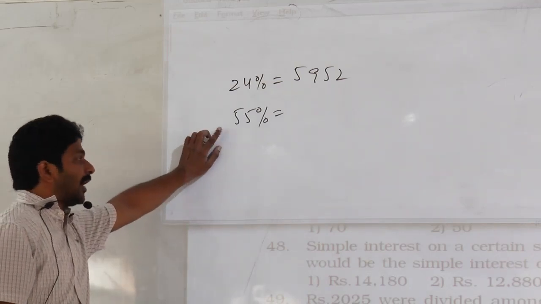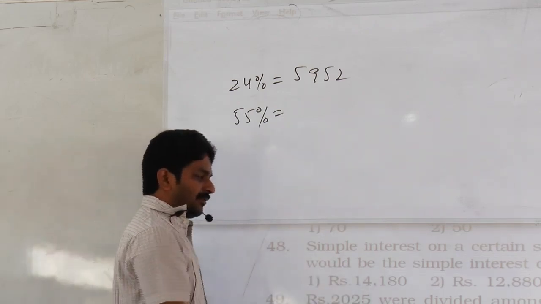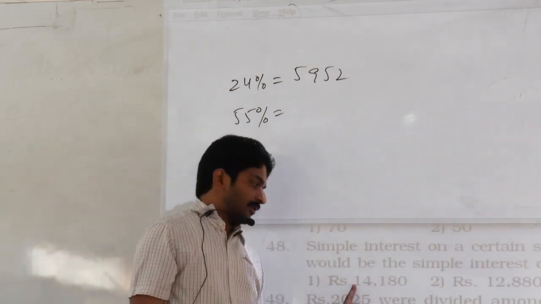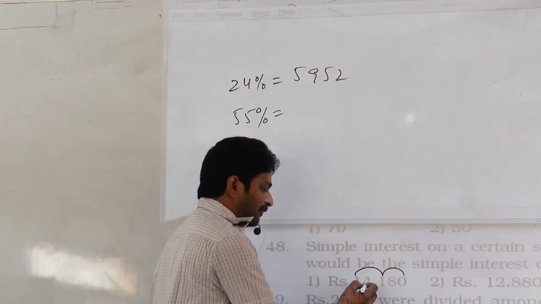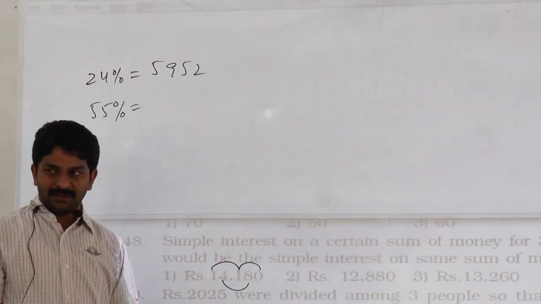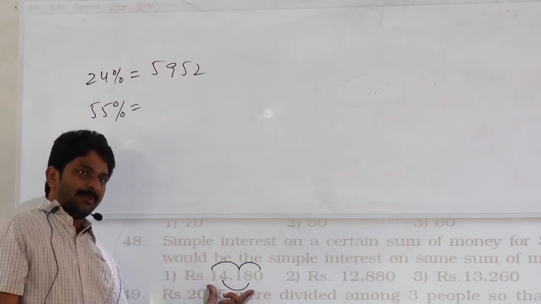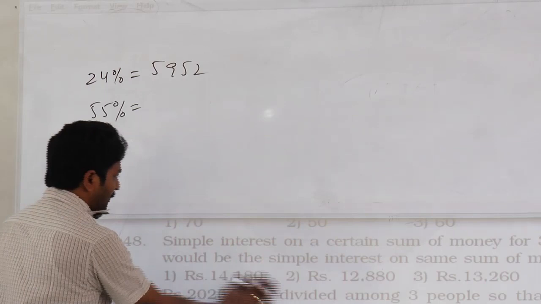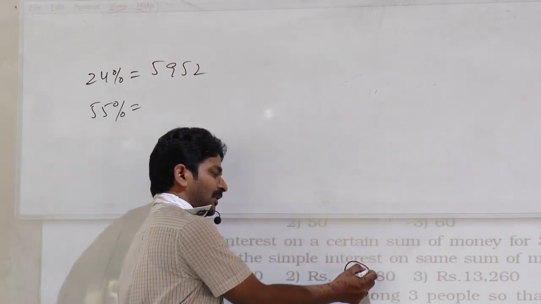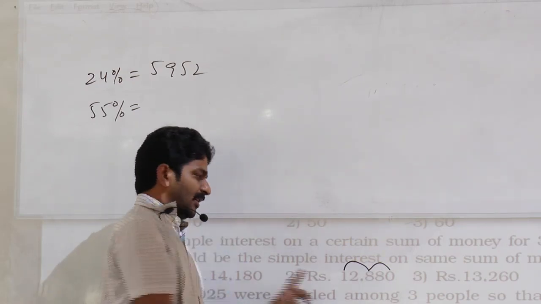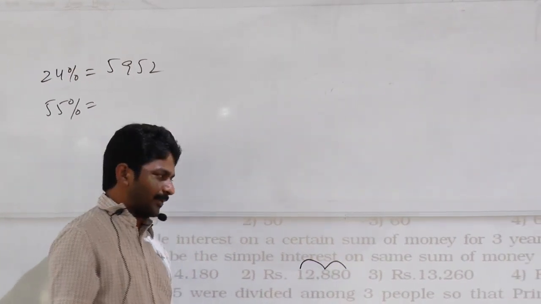Now, answer should be a multiple of 11. Is your first option a multiple of 11? 14,180, is it a multiple of 11? The difference of the sums of alternate digits should be equal to either a multiple of 11 or 0. Is it a multiple of 11? No. Is your second option a multiple of 11? No. Alternate sum 1, 8, 0, that is 9, and the other alternate is 10. Difference is not 0 or a multiple of 11.